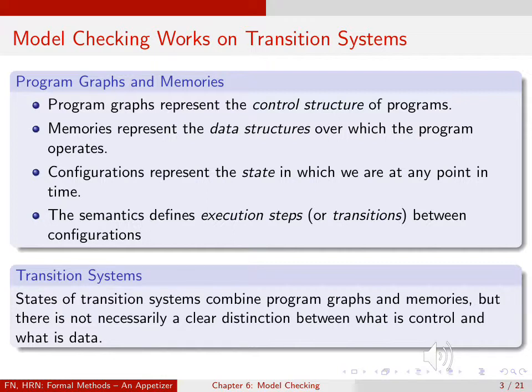This is where model checking takes off. It is based on transition systems where the states correspond to what we used to call configurations, and where so-called transitions correspond to what we used to call execution steps. However, when we look at one of the states, it may not be so clear which part of the state corresponds to, say, a node in a program graph, and which part of the state corresponds to, say, a memory.